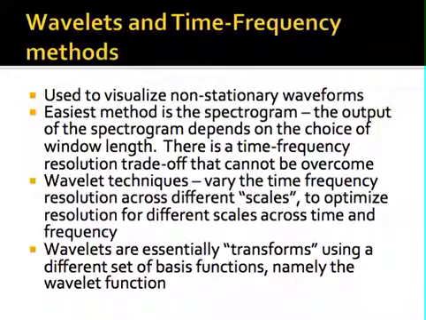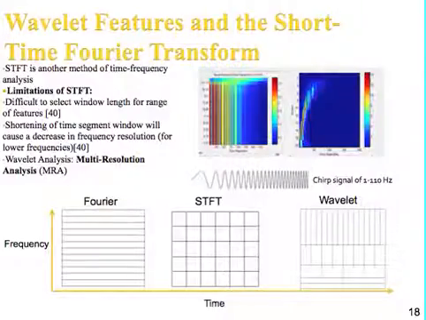When you take a Fourier transform, your basis functions or your transform functions are essentially sine and cosine functions. When we take a wavelet transform, our basis functions are our wavelet functions. So there are a number of different ones. Which one you use depends on the application. For EEG, there have been a number of different wavelet functions that have been used.